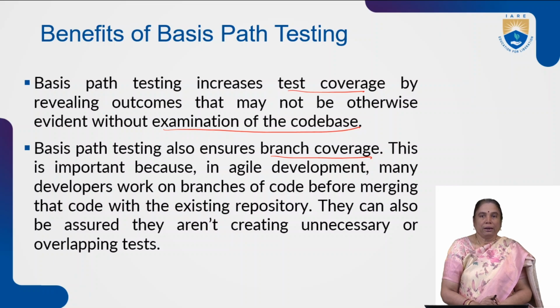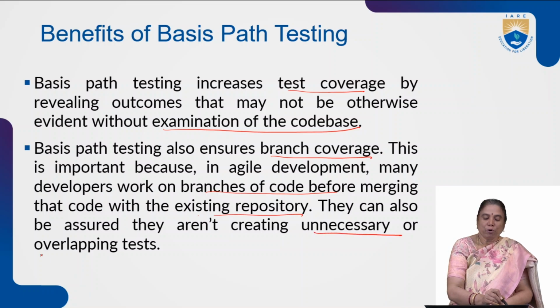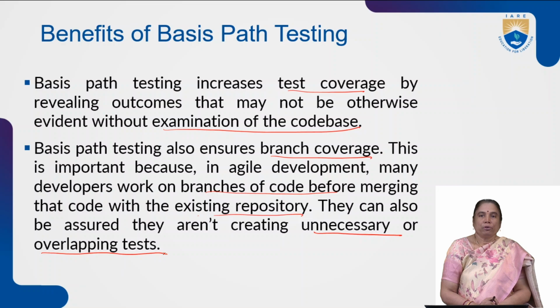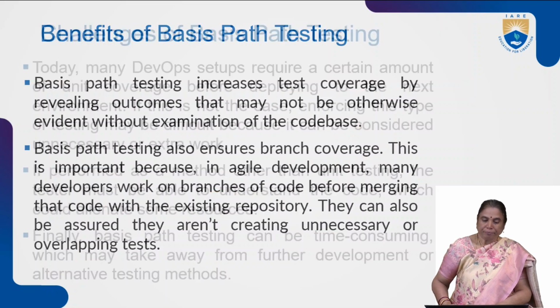It is important for agile process development. Many developers work on branches of code before merging the code with an existing repository. So in agile process development, branch coverage and path coverage play a major role. They can also assure not creating unnecessary overlapping tests in order to cover the entire program structure. So these are the benefits of the basis path testing.